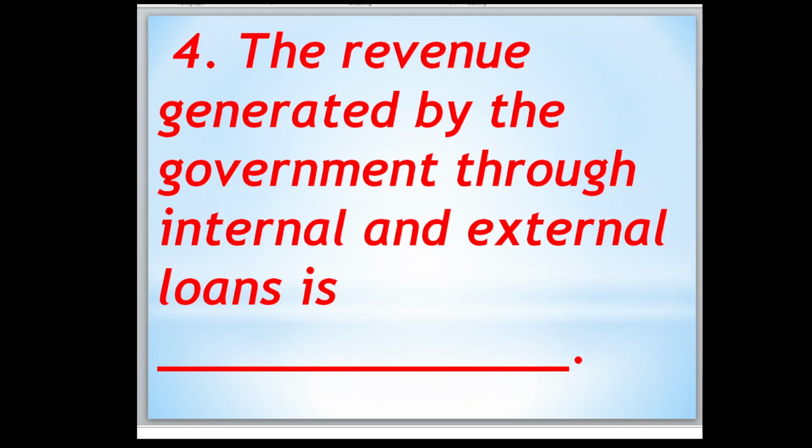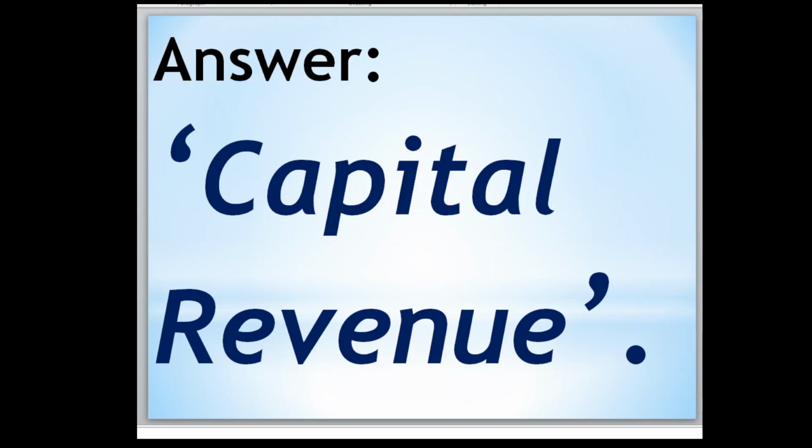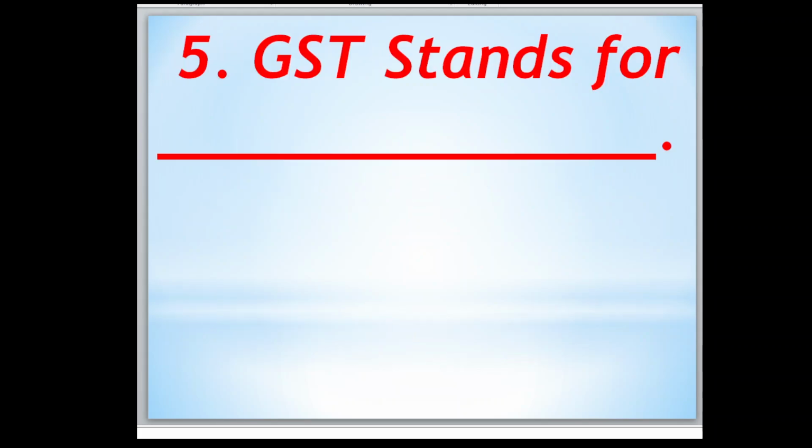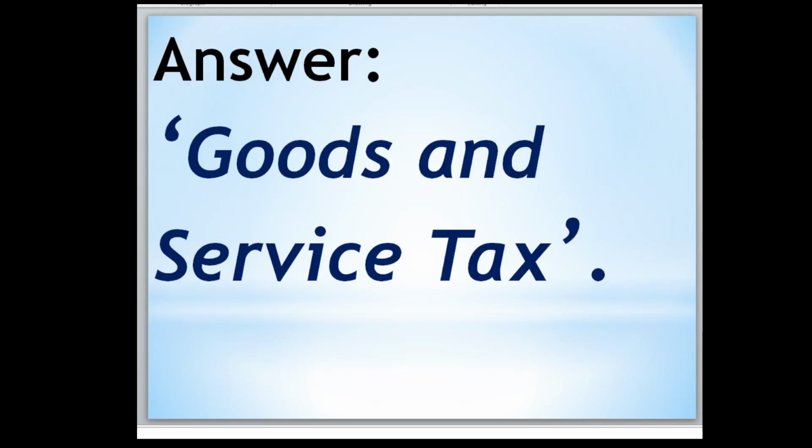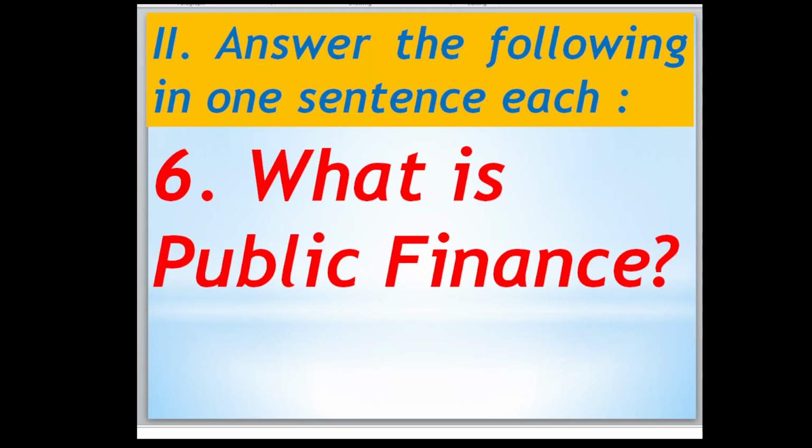Fourth. The revenue generated by the government through the internal and external loans is dash. Answer is capital revenue. Then move to the fifth one. GST stands for dash. Answer is goods and service tax. G means goods, S stands for service and T stands for tax. Then move to the second main.